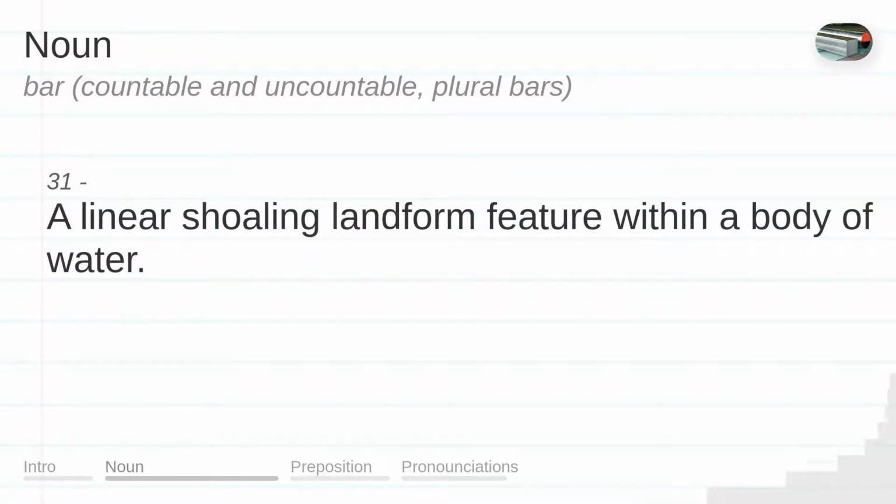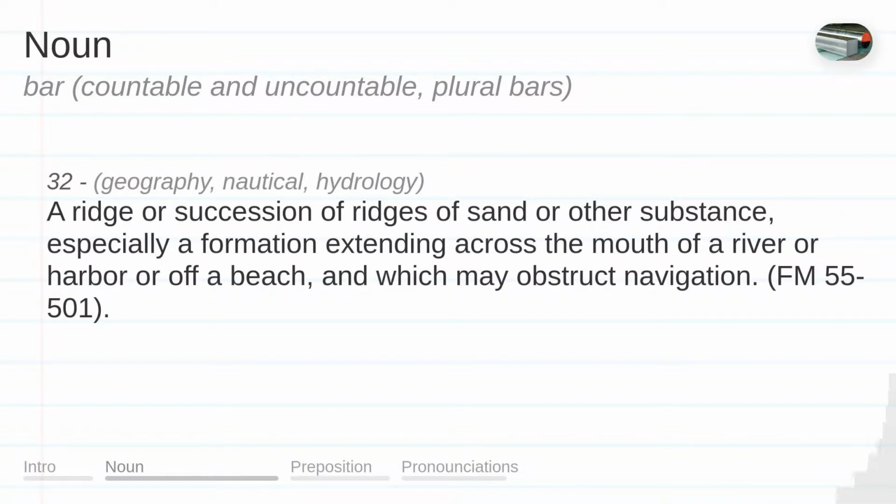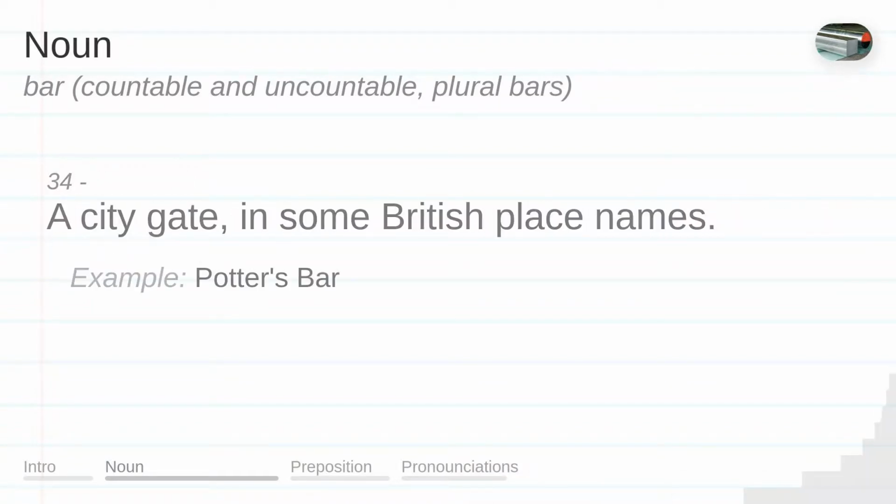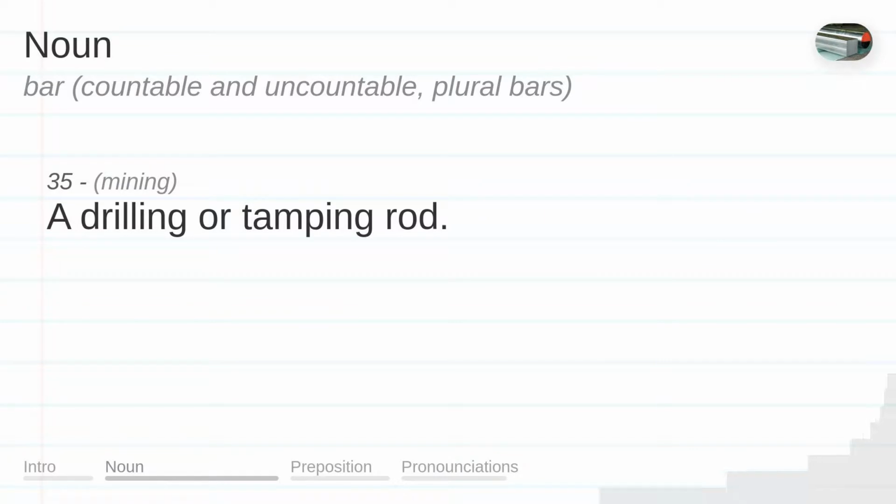A linear shoaling landform feature within a body of water. A ridge or succession of ridges of sand or other substance, especially a formation extending across the mouth of a river or harbor or off a beach, and which may obstruct navigation. One of the ordinaries in heraldry, a diminutive of a fess. A city gate, in some British place names. Example: Potter's Bar.